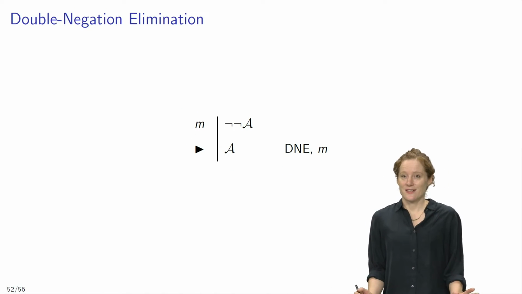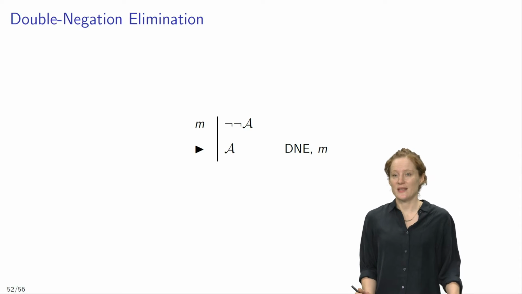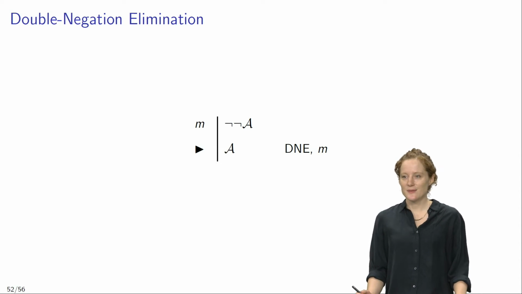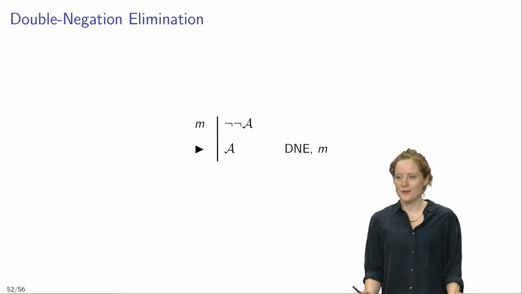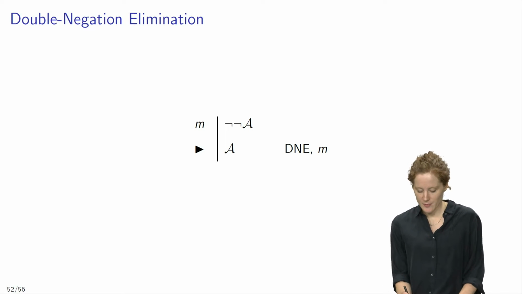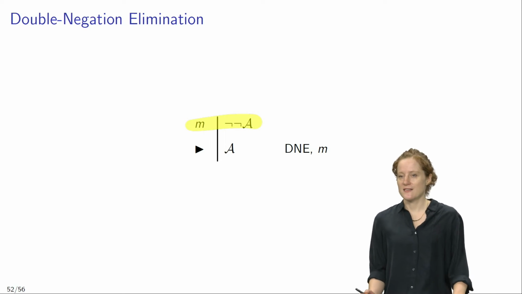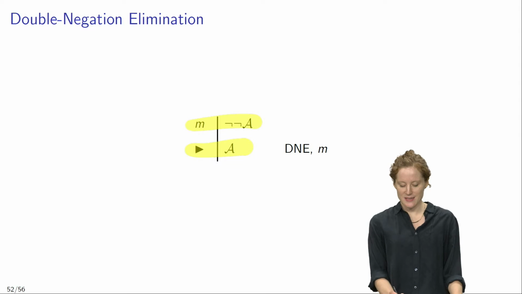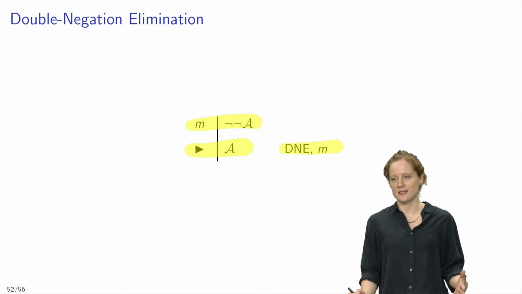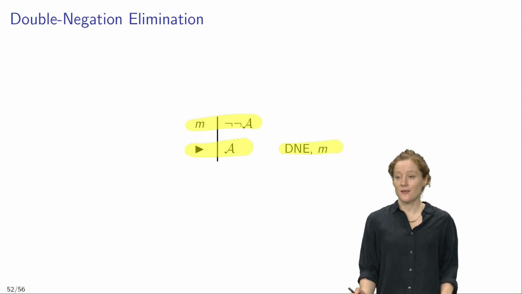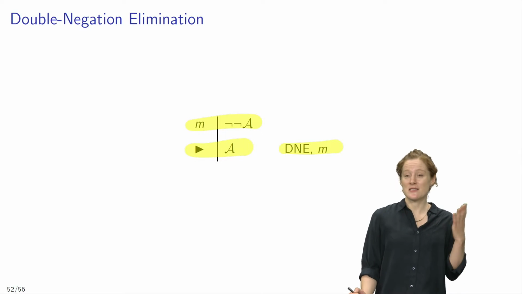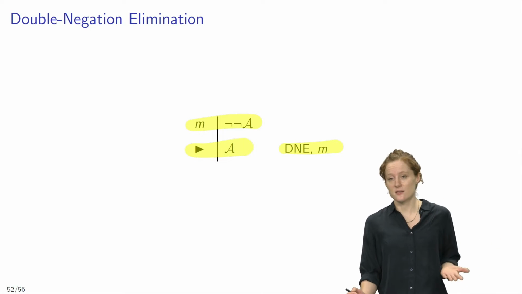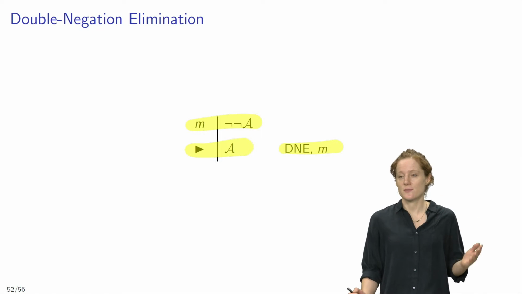Our next derived inference rule is double negation elimination. Double negation elimination is very simple and very plausible. Suppose that in line M, you have a sentence of the form not not A. You can then infer A and justify this inference by citing double negation elimination as applied to line M. And this rule should be obviously valid, given that if it is not the case that not A is true, well then A must be true.